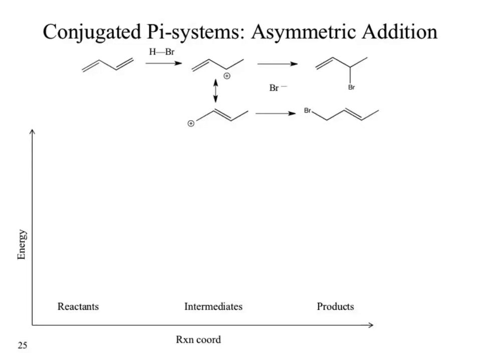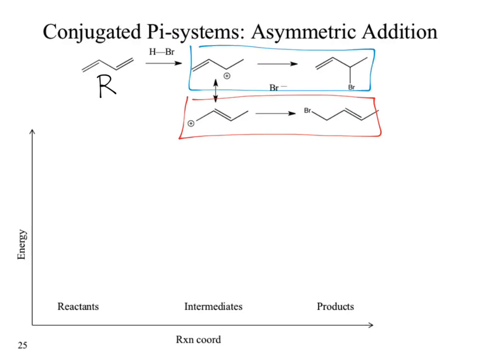Okay, so let's go ahead and start this out. We've got our reactant. We'll call this our red path and our blue path. Okay, so this is the intermediate, product.